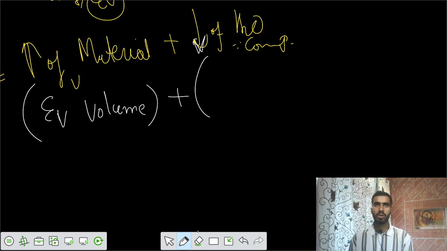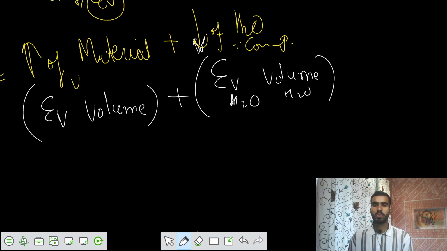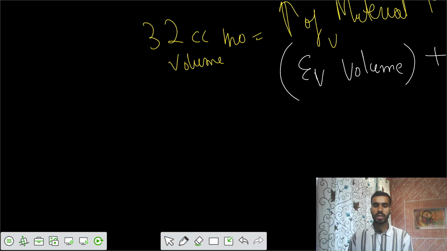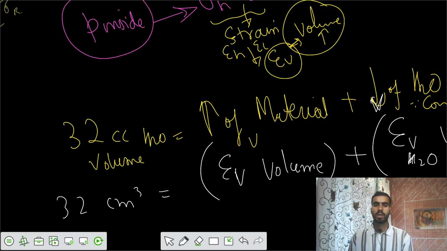That would be equal to some volumetric change of that water, that is, volumetric strain of water times the initial volume of water, and that would be equal to 32 centimeter cube. So this is the equation we can have.